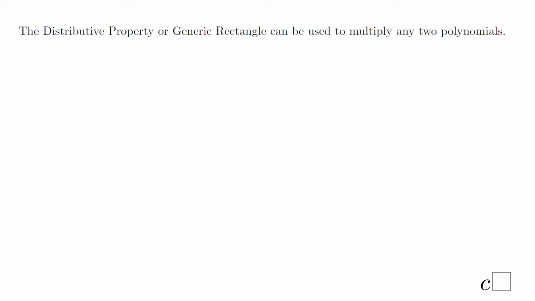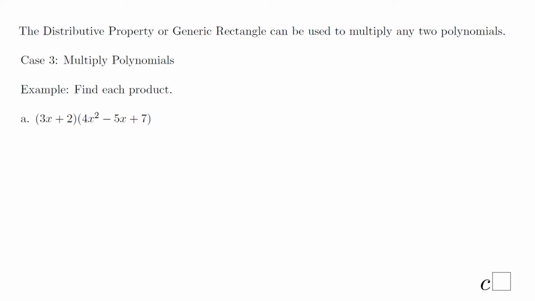So I said here the distributive property or generic rectangle can be used to multiply any two polynomials. Like in this case 3, I don't use the distributive property, I use just the generic rectangle. And by now I think you know what I'm going to draw here. I'm going to draw a rectangle. And since we have a binomial, I'm going to have 2 rows. And since I have a trinomial, I'm going to have 3 columns. Can it be the other way? 3 rows and 2 columns? Yes, it can be, no problem.